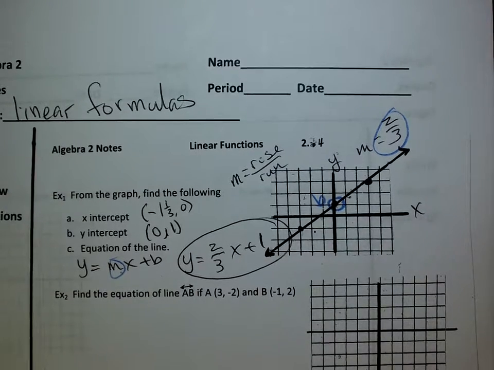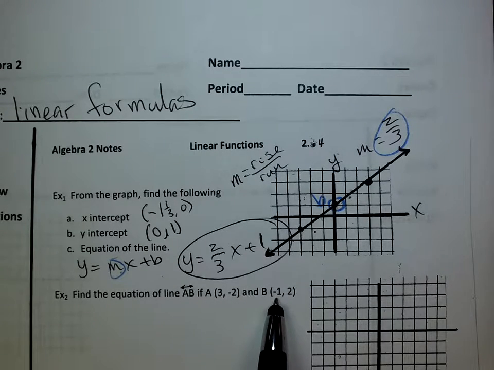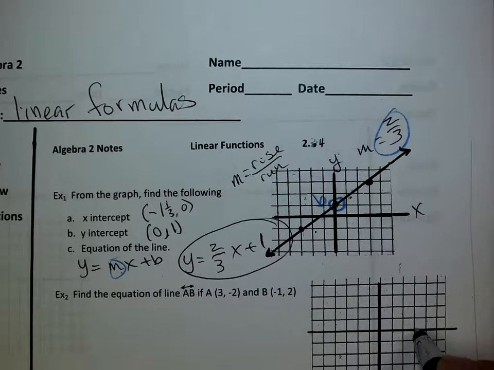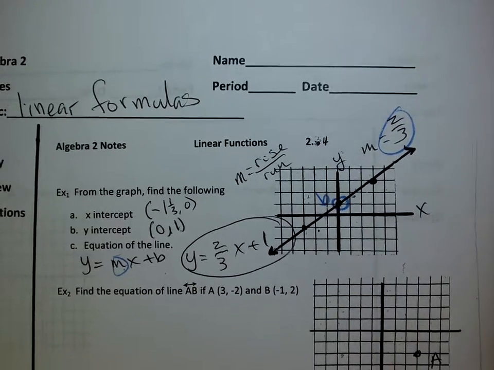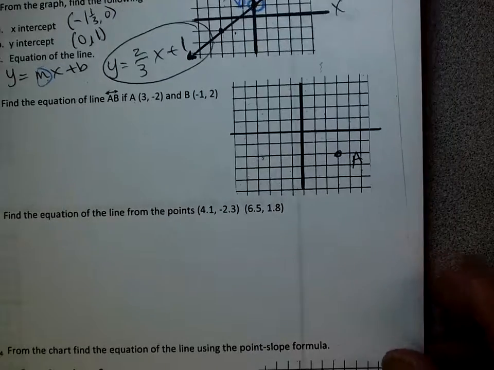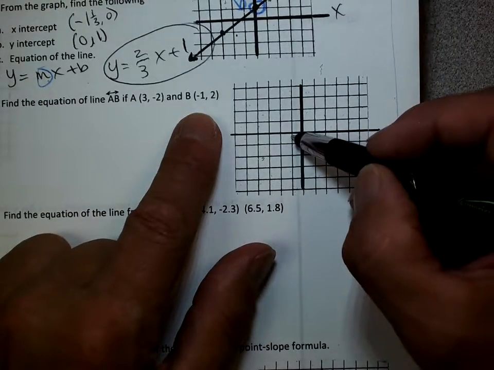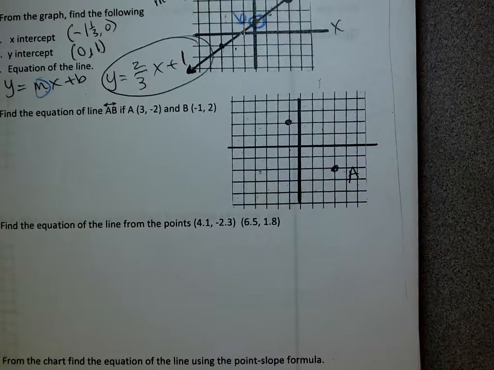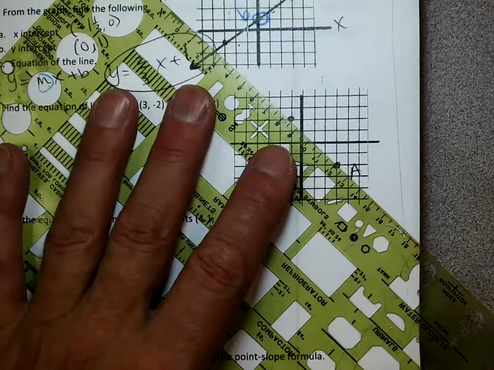Okay, example 2. Find the equation of the line if A is at 3, -2, and B is at -1, 2. Now sometimes we can just get the answer by graphing. So let's see if we can get that. Let me go 3, then 1, 2, 3, -2. There's point A. And B is at -1, 2. All right, there it is. Let's see if I can connect these dots and find out where it crosses.